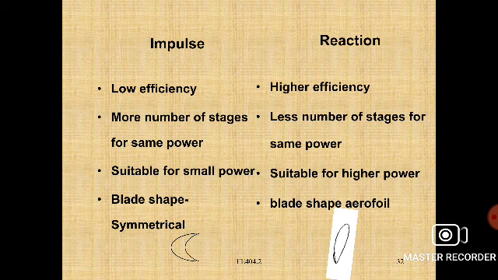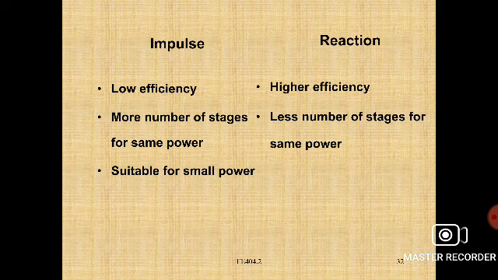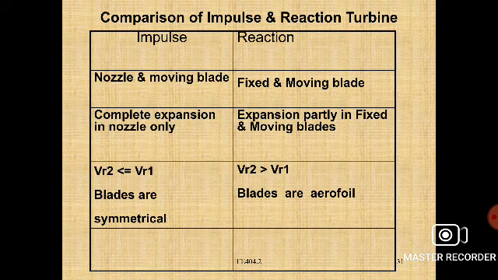Next, the impulse turbine is suitable for small power, the reaction turbine for higher power. Blade shapes are symmetrical in the impulse turbine and aerofoil shape in the reaction turbine. These are your topics. Again I am explaining the impulse and reaction turbine. The pressure drops in the nozzle and remains constant over the blades in the impulse turbine. In the reaction turbine, the pressure drops continuously in the fixed and moving blades.